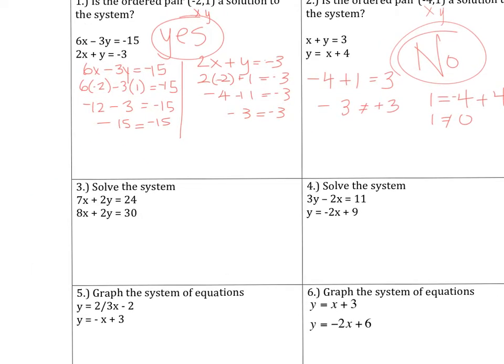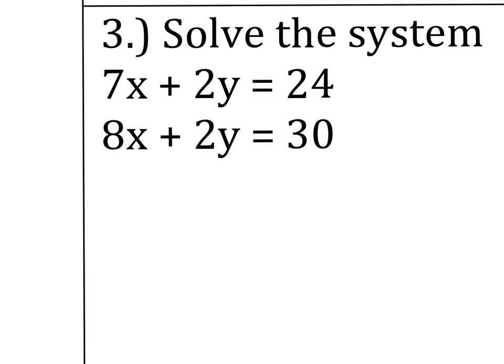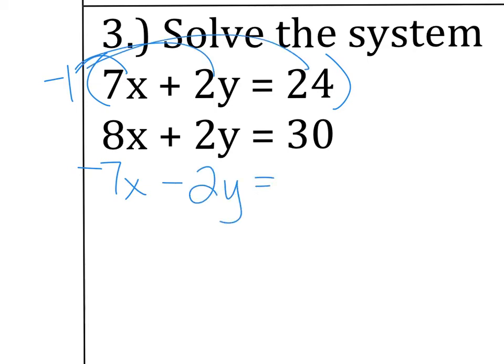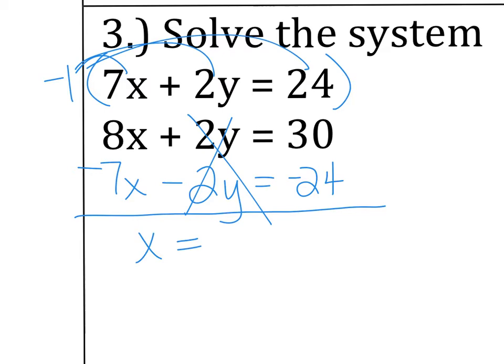Okay, now we're actually going to solve. The first one is elimination, and I can tell because everything is lined up. I'm going to multiply the top by -1. So this is going to say -7x. This is going to say -2y. And this is going to say -24. So when I put everything together, my x's are going to get subtracted and my y's are going to cancel. So this is going to say 1x, or just x, and 30 take away 24 is 6.